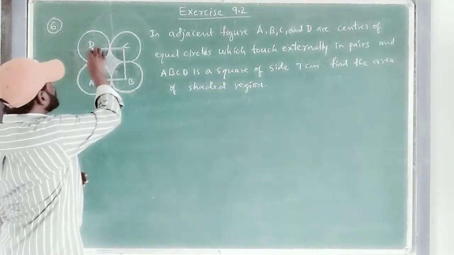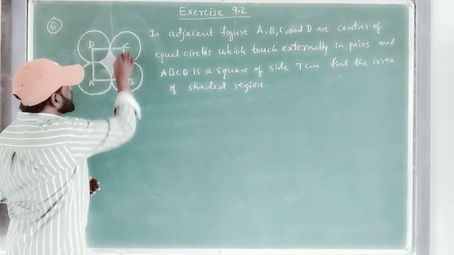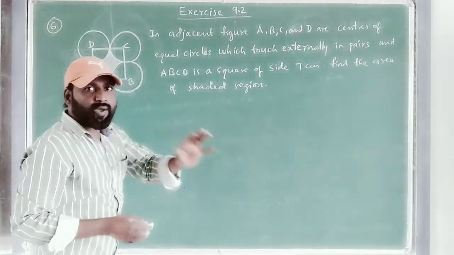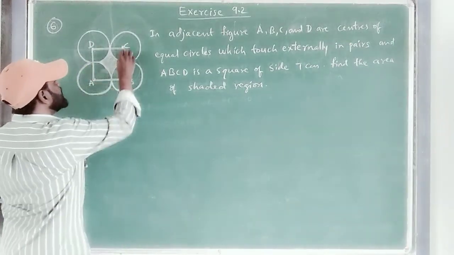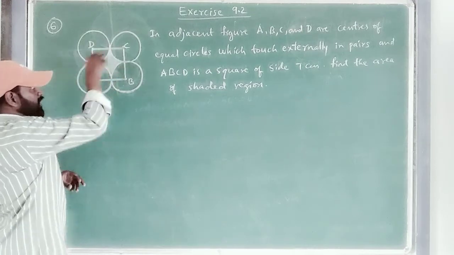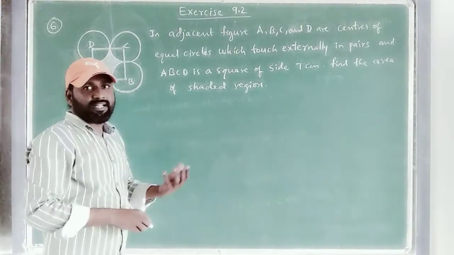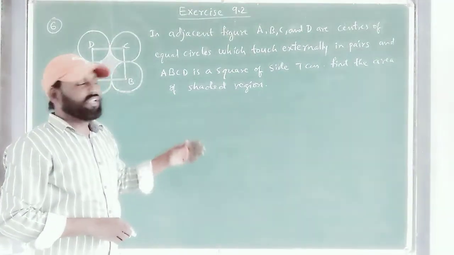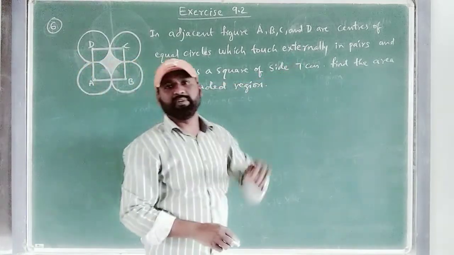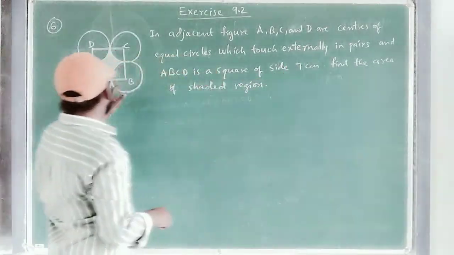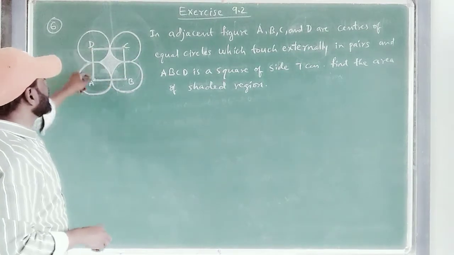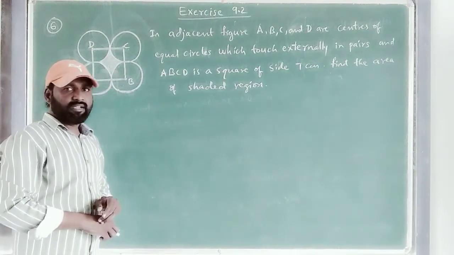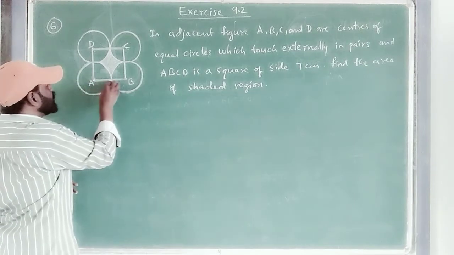So if you join the centers of the 4 circles, a square is formed. Square means all 4 sides are equal. Now A, B, B, C, C, D and D, A. When we are joining all 4 circle centers, a square is formed whose side is 7 centimeters. That means AB is equal to 7 centimeters, BC is equal to 7 centimeters, CD 7 centimeters, DA also 7 centimeters.